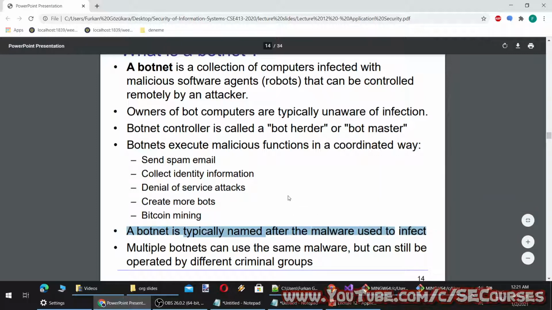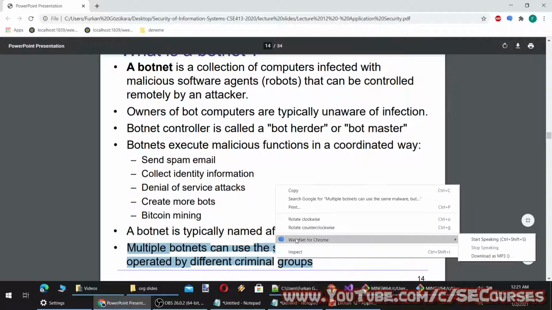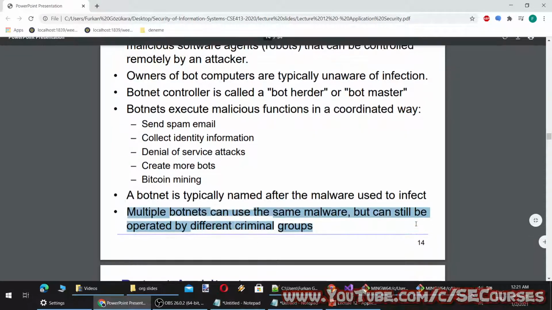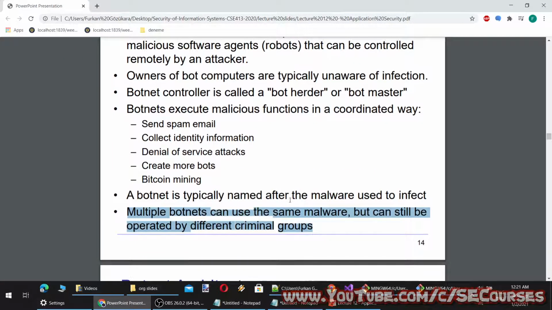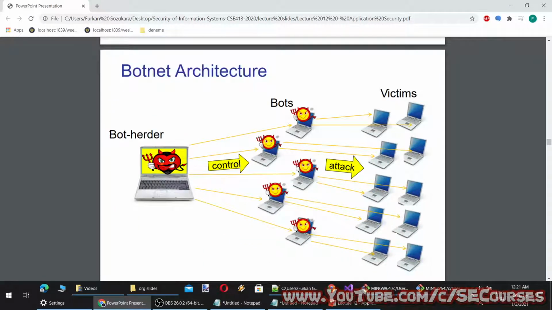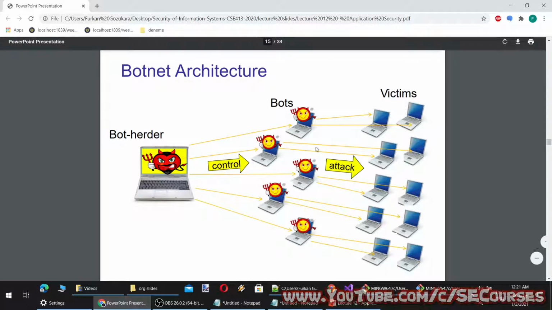A botnet is typically named after the malware used to infect. Multiple botnets can use the same malware, but can still be operated by different criminal groups. Okay, you see the botnet architecture is like this. There is a bot herder which controls and manipulates the bots. Then there are bot computers. You see they are infected already. Then they attack the uninfected computers, the victims.